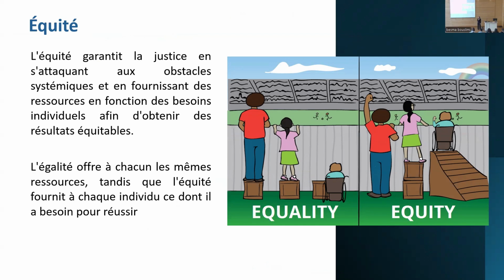ensures fairness by addressing systematic barriers and providing fair opportunities based on individuals' needs. Equity is sometimes mixed with equality, but I would like to mention that they are not the same. Equality gives everyone the same opportunity, but equity gives everyone the opportunity that they need. The right image shows very well the meaning of equity and equality. In other words, equality gives everyone a pair of shoes, but equity gives everyone shoes that fit.